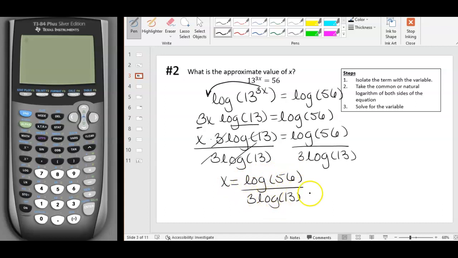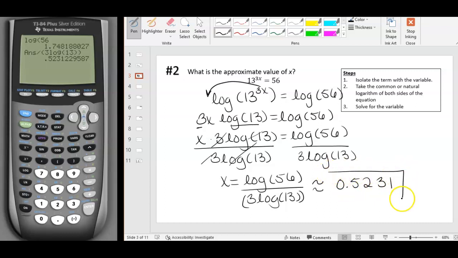So if it was asking for an exact answer, I would leave this like this. Since it wants me to approximate, I'm going to go ahead and do this in my calculator and get a decimal value. Okay, so I'm going to do log 56, enter, divided by, and then I need to put that denominator in parentheses. So parentheses 3 log 13, and then close parentheses and hit enter. And so that gives us the approximate value of x. So I have 0.5231. Okay, that is the approximate value of x.